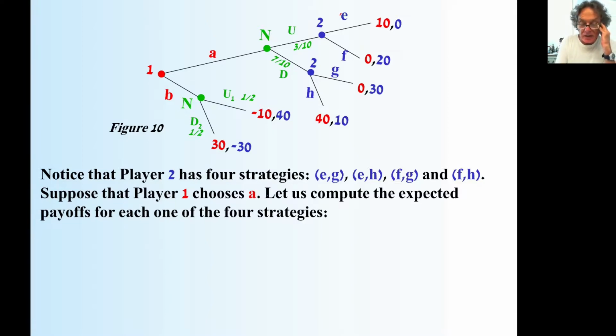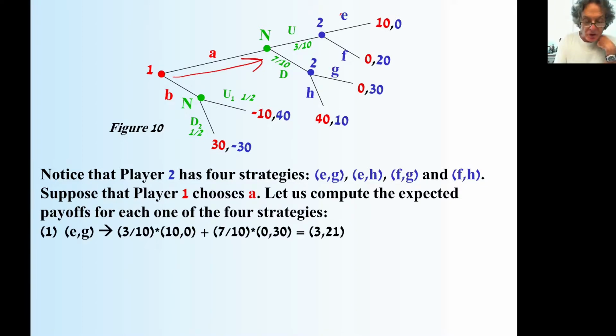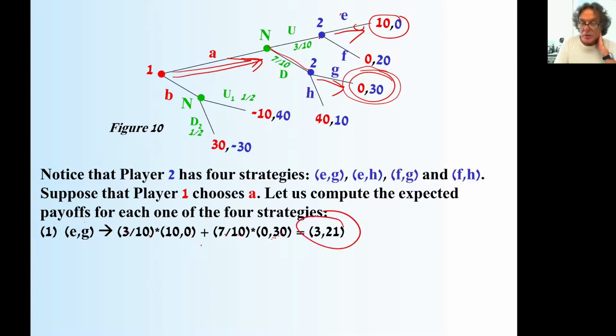Suppose that player 1 chooses A. Let us compute the expected payoffs for each one of the 4 strategies. So if player 1 goes here, well, it depends. If I go E and G, player 1 goes 8. Suppose. Then one strategy is going E and going G. So I have to take 3 tenths times this plus 7 tenths times this. 3 tenths times 10, 0, plus 7 tenths times 0, 30. Sorry. So what is it? This is 3 tenths times 10 is 3, plus 7 tenths times 0, it remains 3. 3 tenths times 0 is 0, 7 tenths times 30 is 21. 0 plus 21 is 21. So I know that if I go A, I'm player 1, and you, player 2, go EG, that's what we are going to get.